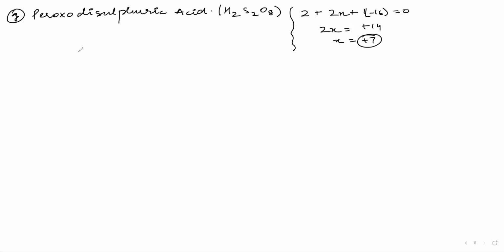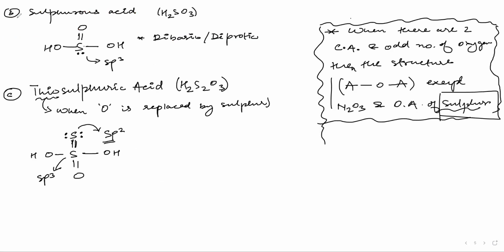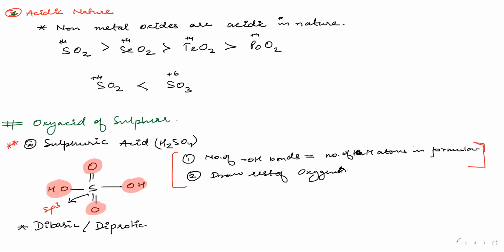Now if we have plus 7, that means we will have sulfur, oxygen, oxygen, sulfur, double bond O, double bond O, OH, OH, double bond O, and double bond O. You guys also remember this. This is one of those acids whose structure is given in the NCERT. See, sulfuric acid, sulfurous acid. The structure has been given, so you give it more importance. This structure has also been given in NCERT.